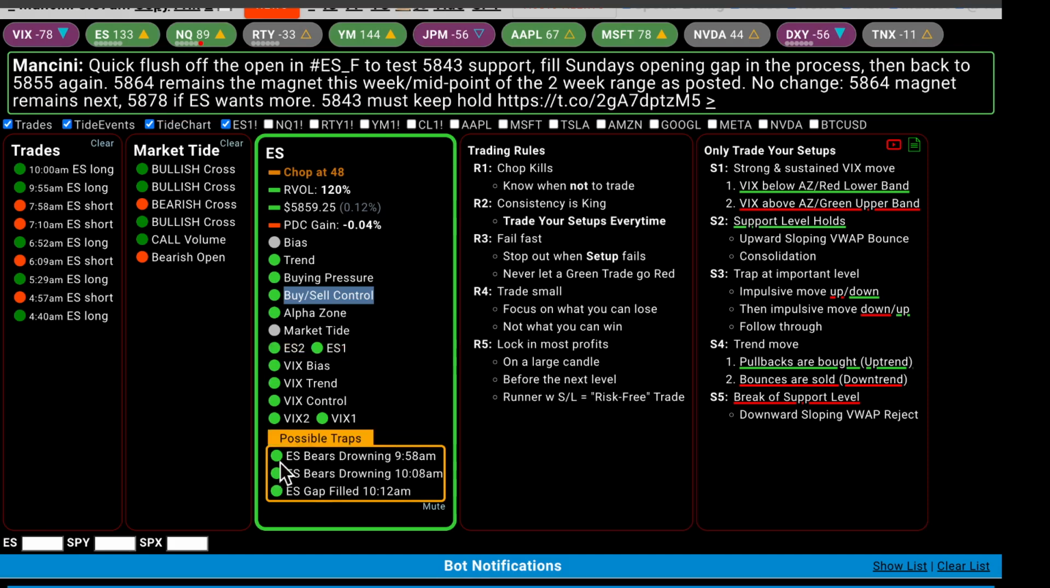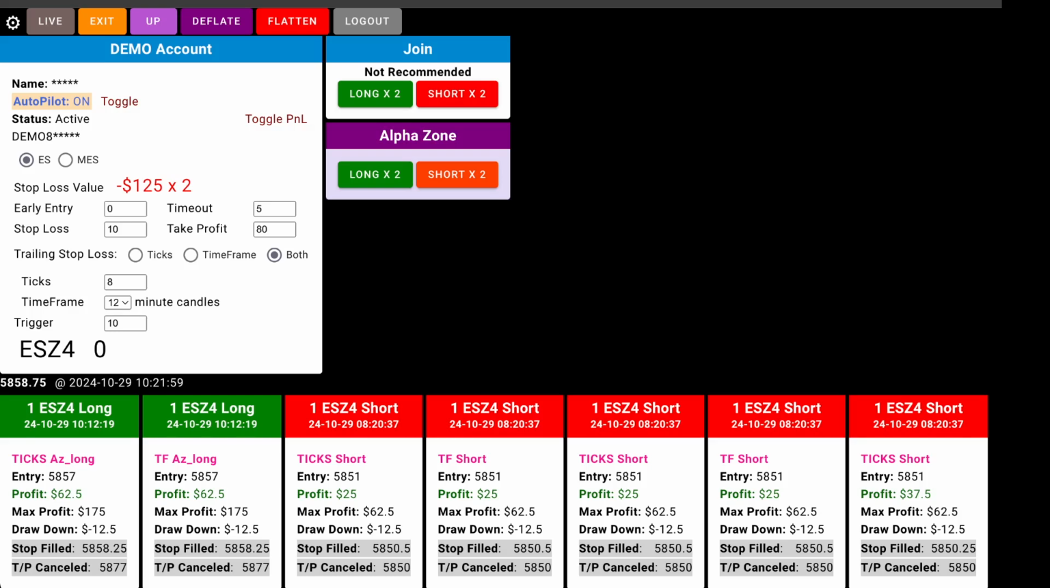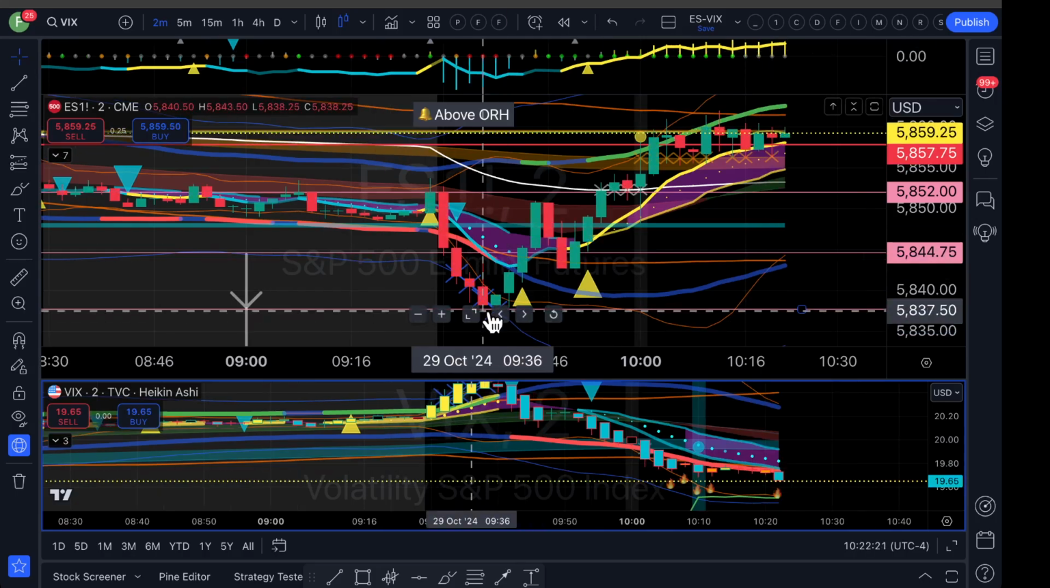Okay, and you can also see that we're looking for possible traps. So the bears are drowning, so we have things like that. We have a gap fill that happened. So gap fill, you could have a gap fill reversal, but these are all the things you want to consider. And like I said, I'm going to move it over onto this page so you can just look at one thing.